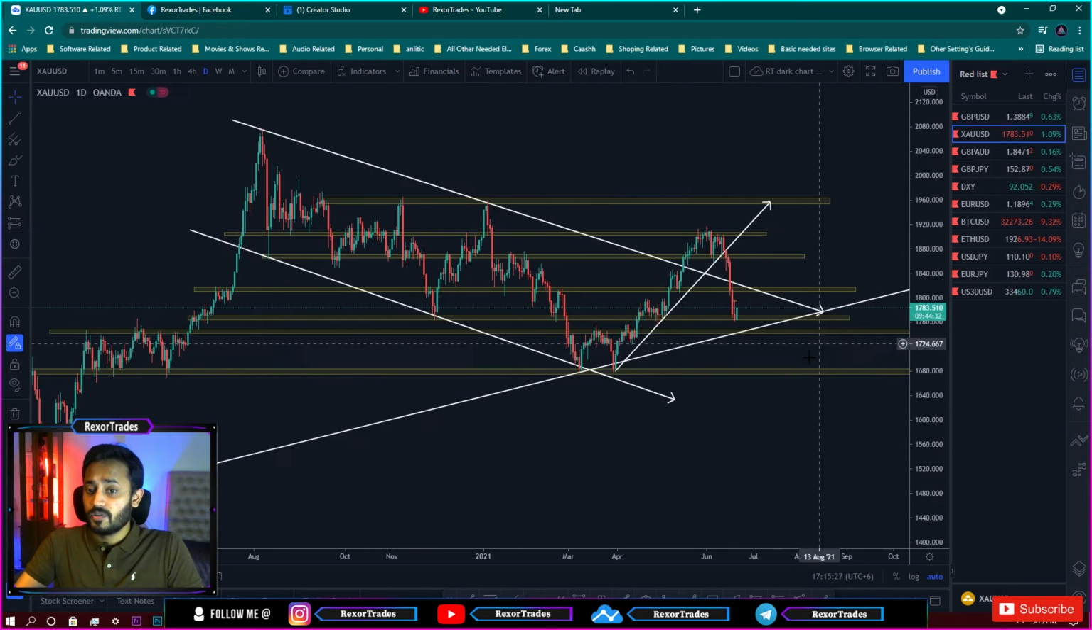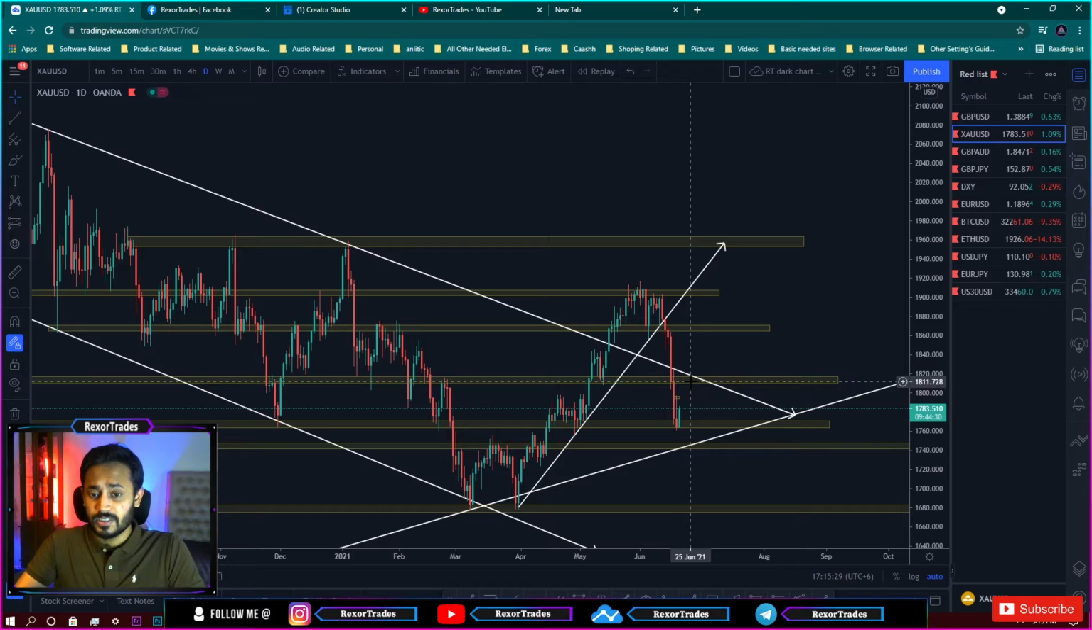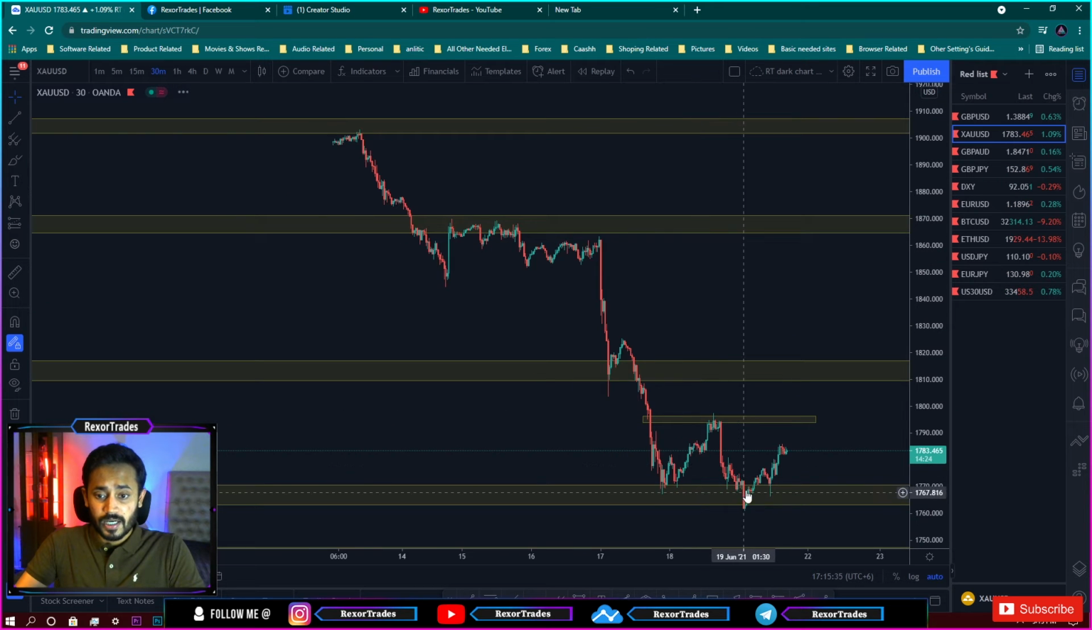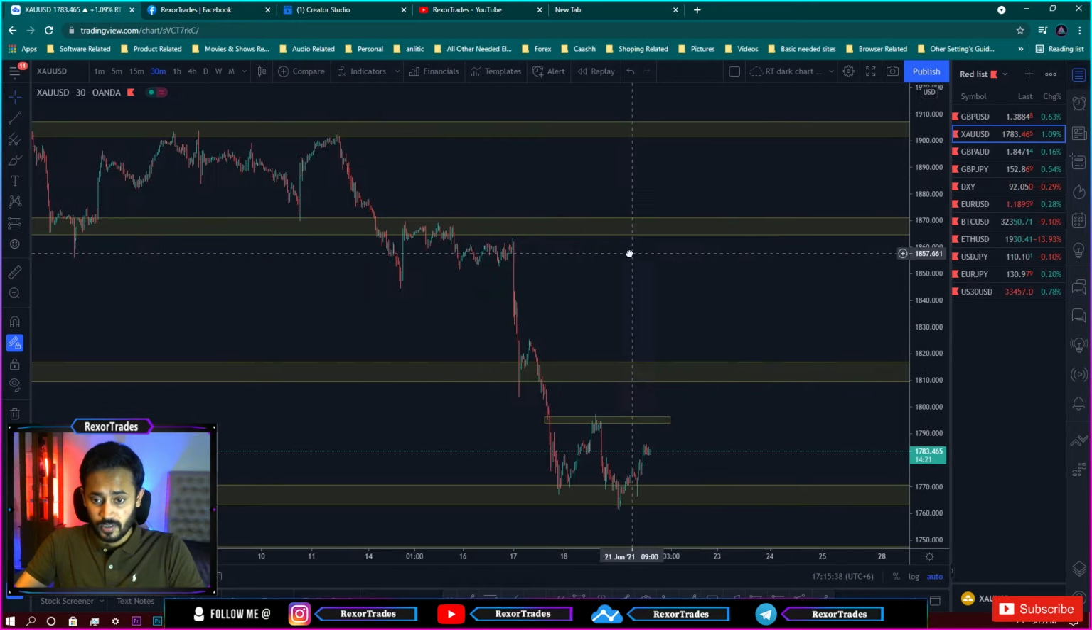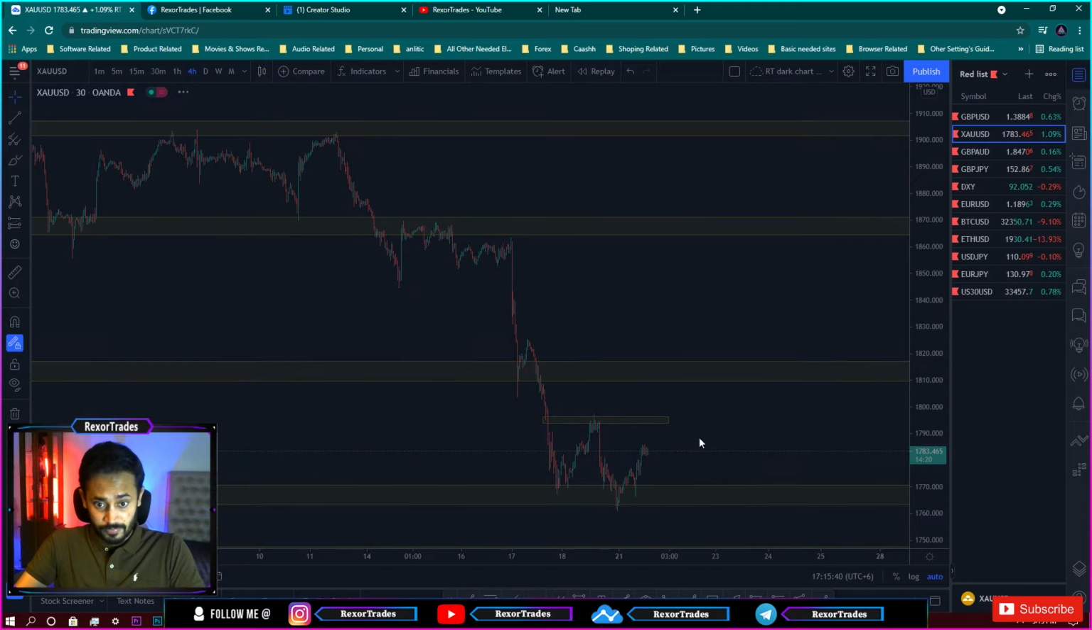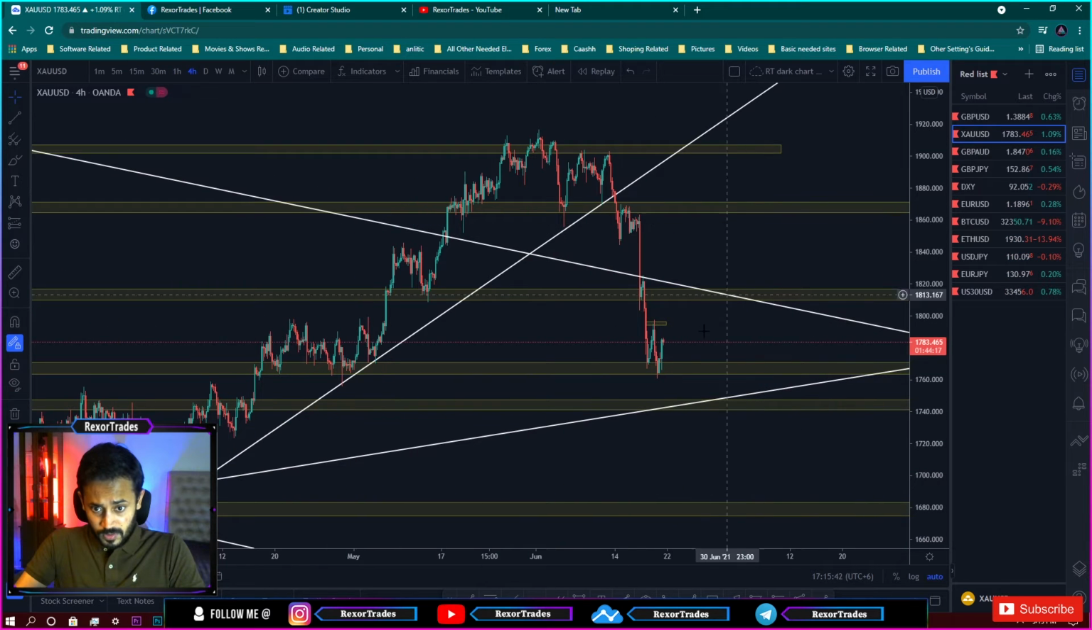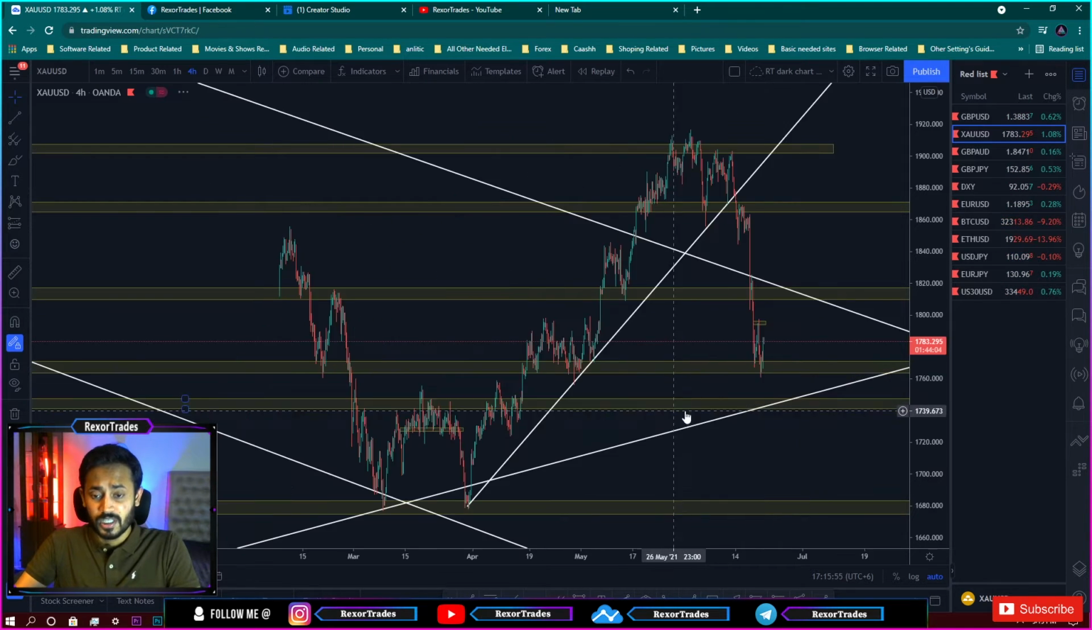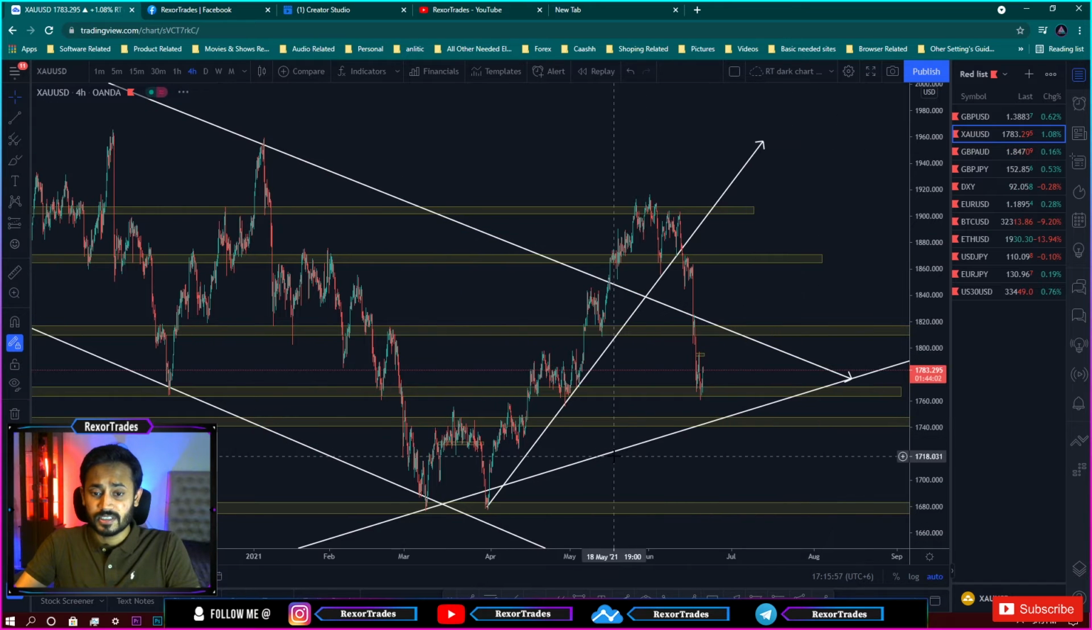But if gold doesn't make a proper pullback to this zone and continues moving downward after making small pullbacks, then we can take an entry on the break and close below this zone that you see on a shorter time frame. Let's go to the 4-hour time frame. If gold doesn't make a proper pullback and this zone is respected, then we're going to take a short entry on gold if it breaks and closes below this zone, in hopes of gold reaching towards this zone, also retesting this trend line at the same time.